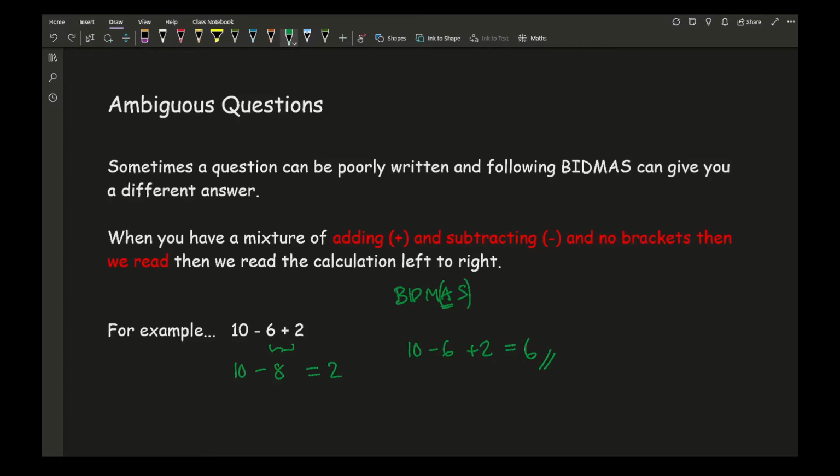When you have got a combination of adding and subtracting, there are potentially two different answers. The calculator will give you one, and using BIDMAS would give you another. So it is really important that you take care when reading these questions. Typically, if you do have a minus and a plus on the same line, then generally you would do it from left to right. This doesn't really apply when it comes to multiplying and dividing, where generally you would get the same answer. However, when it comes to adding and subtracting on the same line, you can kind of ignore BIDMAS and just read it from left to right.